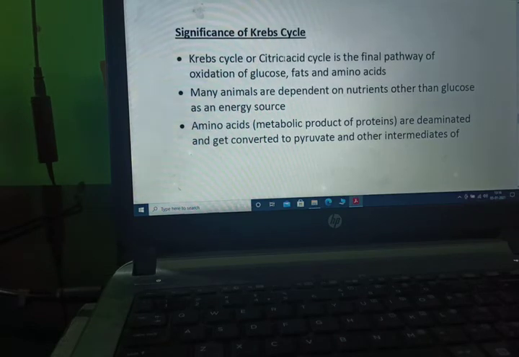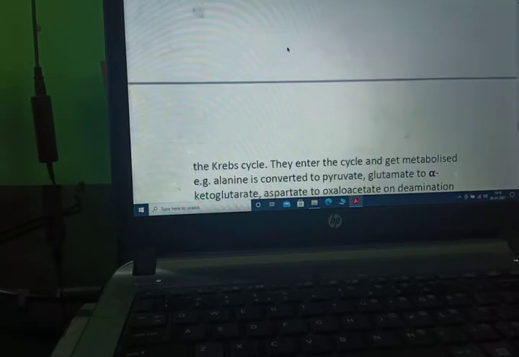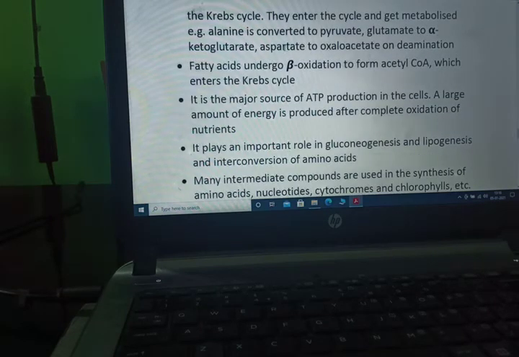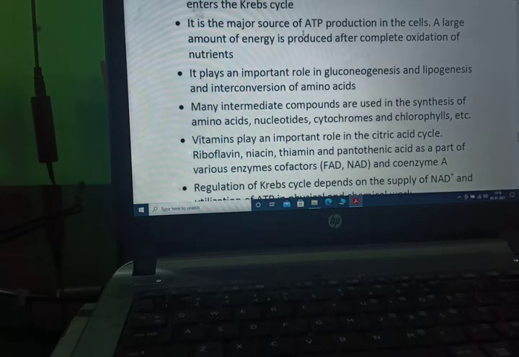Now the significance. The Krebs cycle or citric acid cycle is the final pathway of oxidation of glucose, fats and amino acids. Many animals are dependent on nutrients other than glucose as an energy source. Amino acids are deaminated and get converted to pyruvate and other intermediates of the Krebs cycle. They enter the cycle and get metabolized. Fatty acids undergo beta oxidation to form acetyl coenzyme A. It is the major source of ATP.